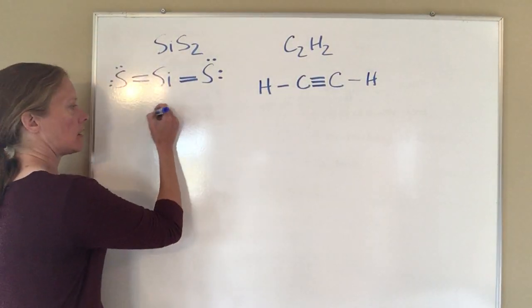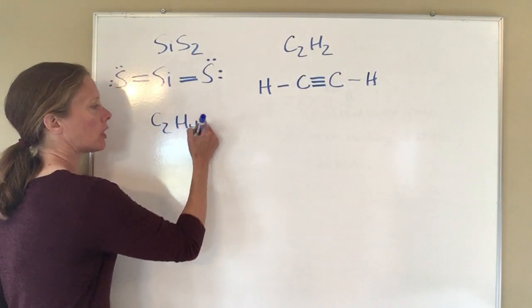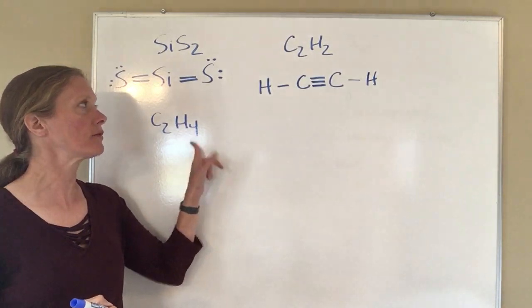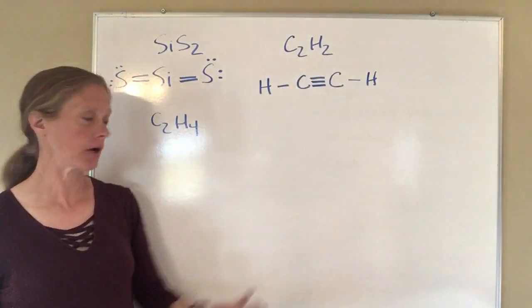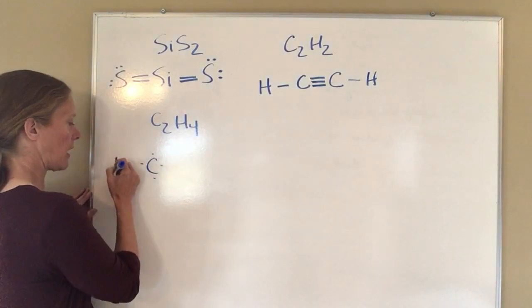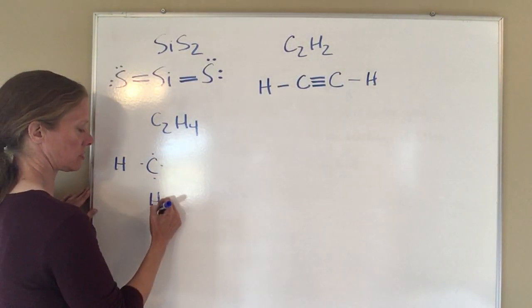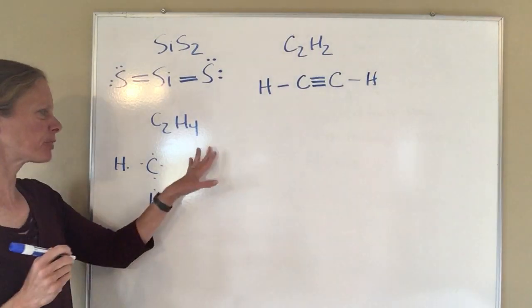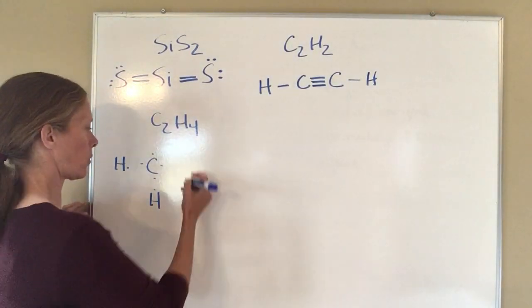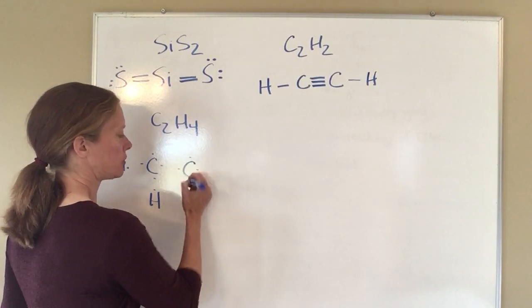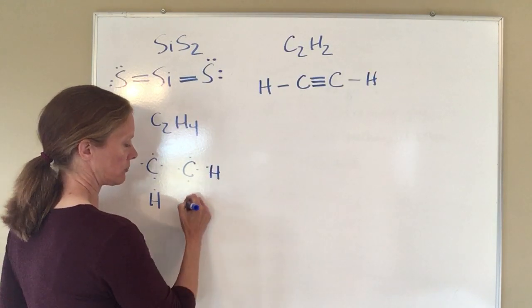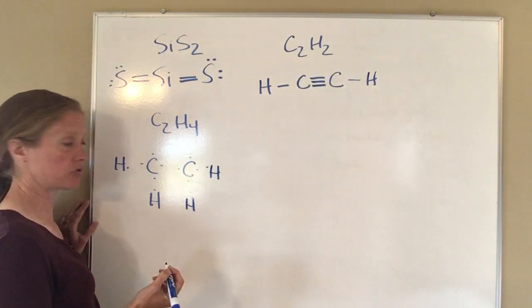So let's try C2H4. Again, carbon and hydrogen, but here I've got 2 more hydrogens than I had in this compound. So we look very similar. I'm going to take those hydrogens and I'm going to split them evenly between the carbons and see if that will give me a structure that works. So put the 2 carbons next to each other just like I did before, and I'm going to give 2 hydrogens to one carbon and 2 hydrogens to the other.